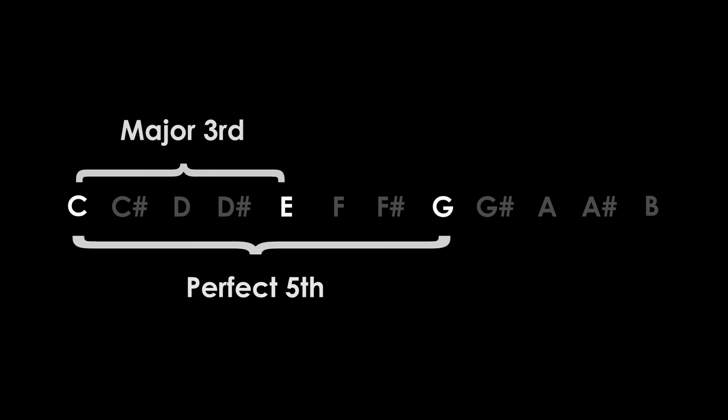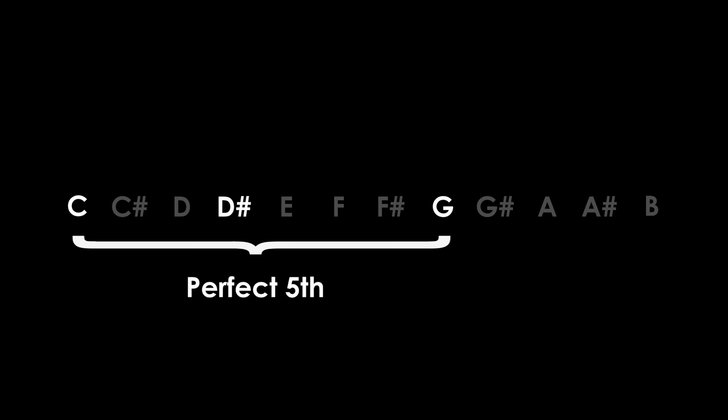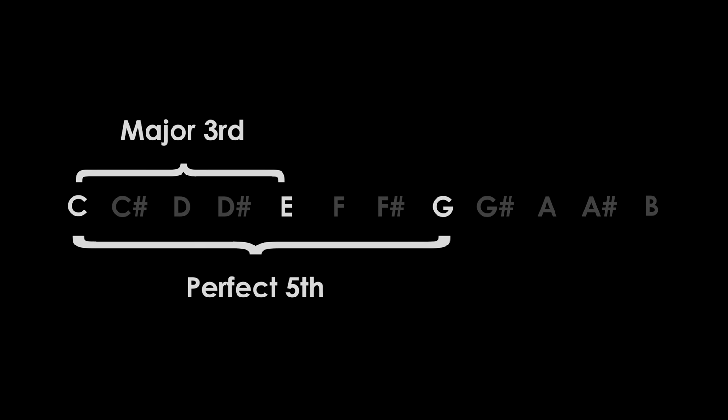Now, how about a C minor chord? It consists of the following notes. Turns out it also contains the root, C, and the perfect fifth, G, and the only difference is that the major third is flattened to a minor third, D sharp, or E flat, instead of E. Which sort of makes sense, right? Major chords contain major thirds, and minor chords contain minor ones. Again, the C major chord sounds like this. And the C minor chord sounds like this.